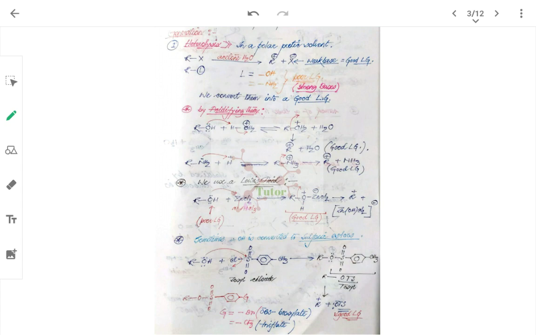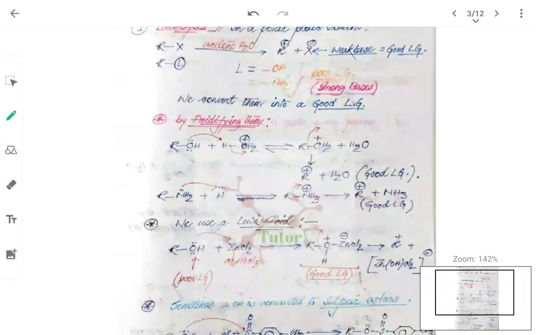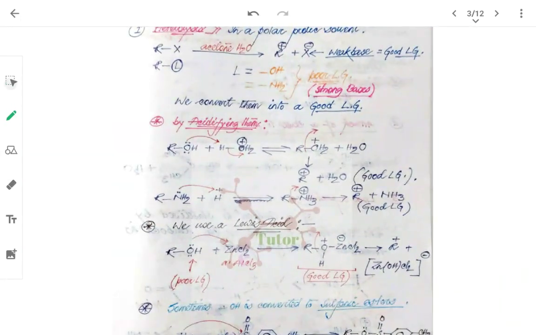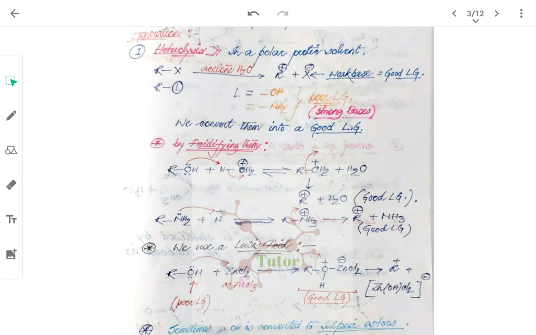Now, the generation of carbocation. The generation of carbocation is mainly due to heterolysis in a polar protic solvent. R-X, where R is an alkyl group and X is a halide, or R-L, where L is some leaving group, is attacked in a medium with a polar solvent, acetone, H2O, to form R plus carbocation and X minus.